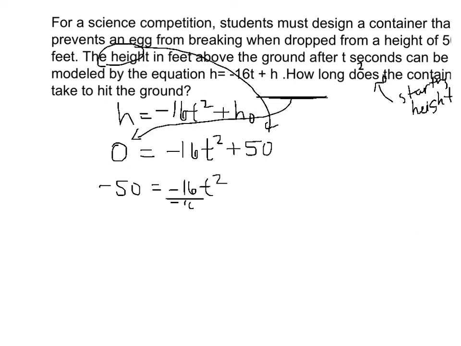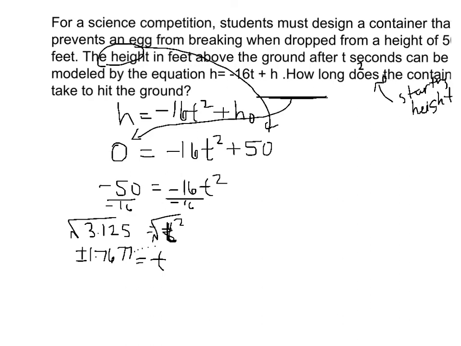Now I divide by negative 16 to get t squared by itself. So we get t squared equals 3.125. Now we take the square root. Now because we're dealing with decimals and time, we give time in actual seconds. So we take the square root of this, we get plus or minus 1.7677, and it keeps on going.